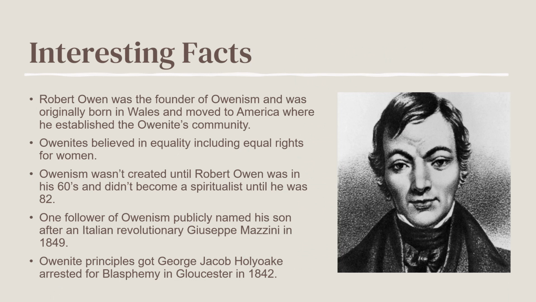Interesting facts. The founder of Owenism was originally born in Wales and moved to America before he established the Owenite community. Owenites believed in equality, including equal rights for women. Owenism wasn't created until Robert Owen was in his 60s, and he did not become a spiritualist until he was 82. A follower of Owenism publicly named his son after an Italian revolutionary in 1849. And Owenite principles got George Jacob Holyoake arrested for blasphemy in 1842.